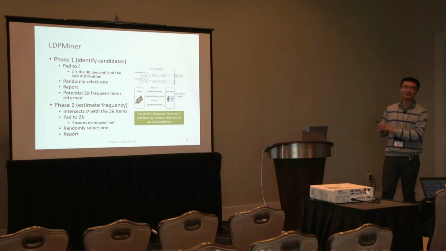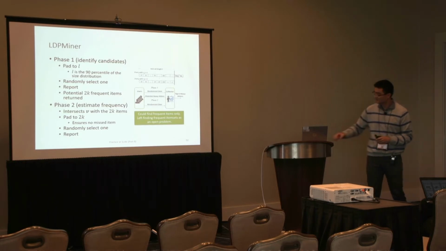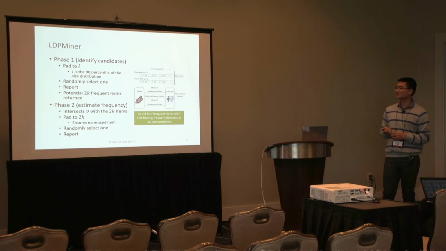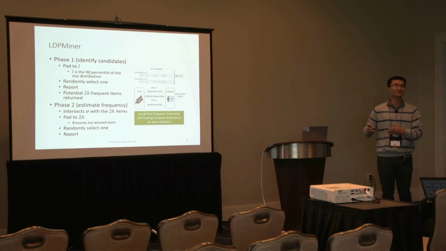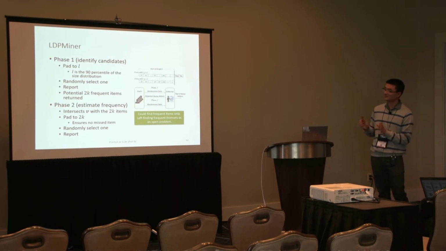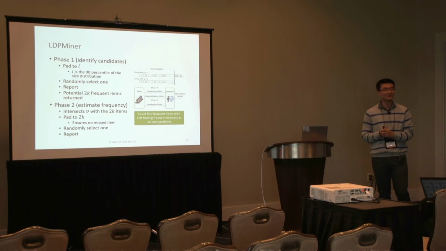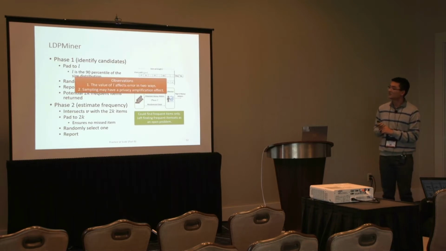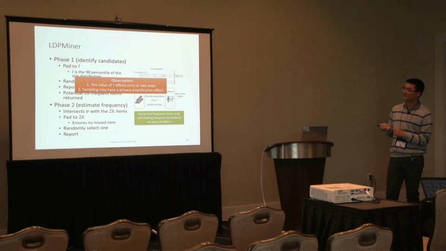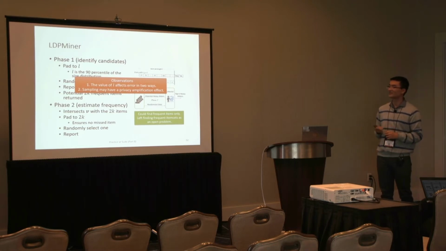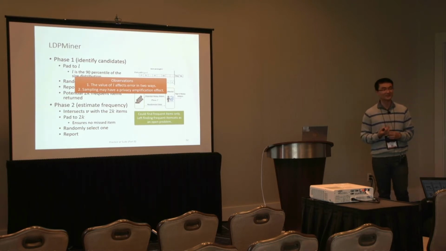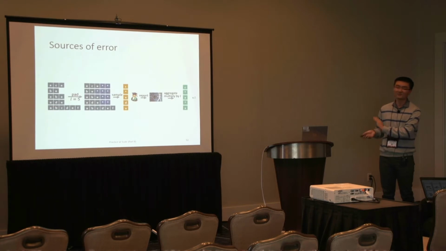Yeah, so we took a closer look at the approach and found that this approach can only find the frequent items and leaves the frequent item set as an open problem in their paper. And secondly, it does not choose the optimal solution in some settings. So first of all, the value L affects the error in two ways. And secondly, the sampling also has a privacy amplification effect. So those two are our observations, and we will take a look at that.